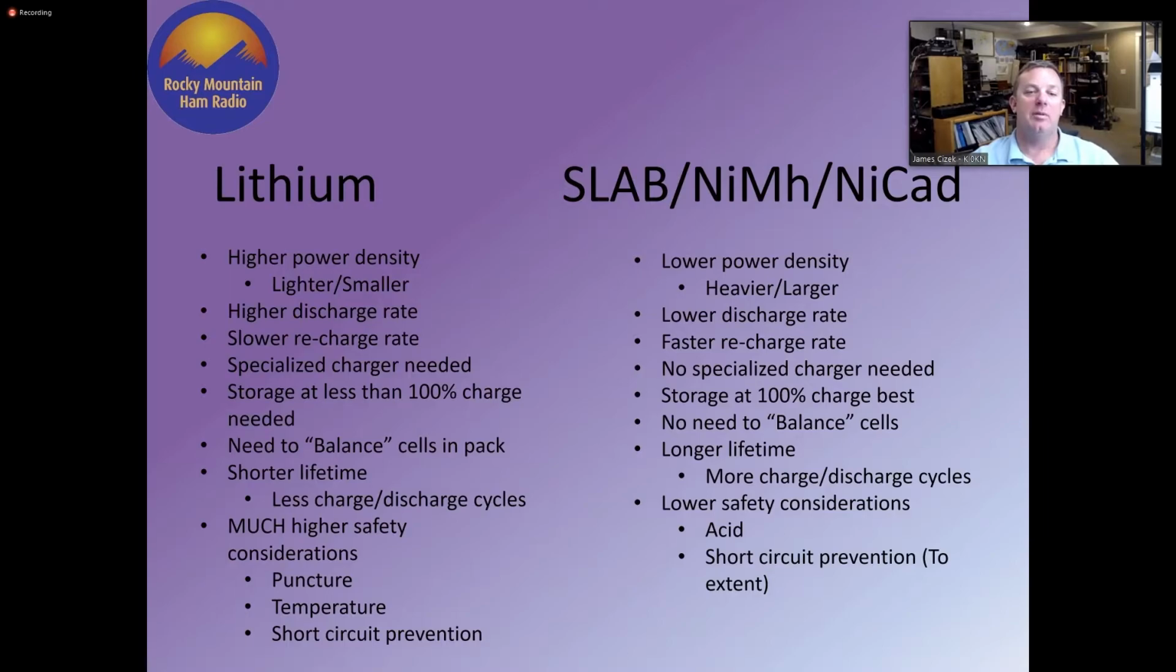Lithium can be damaged, and it can explode, if you put too high a charge rate into them. It can discharge very fast, but they don't like to be charged very fast. You need a special charger. Storage at less than 100% is needed. Balancing. The shorter lifetime is becoming not true anymore. And much higher safety considerations.